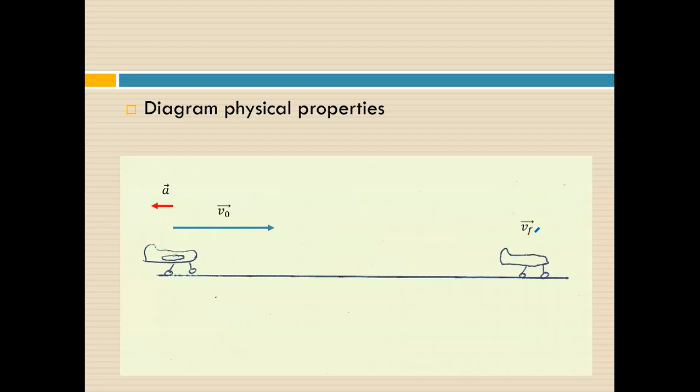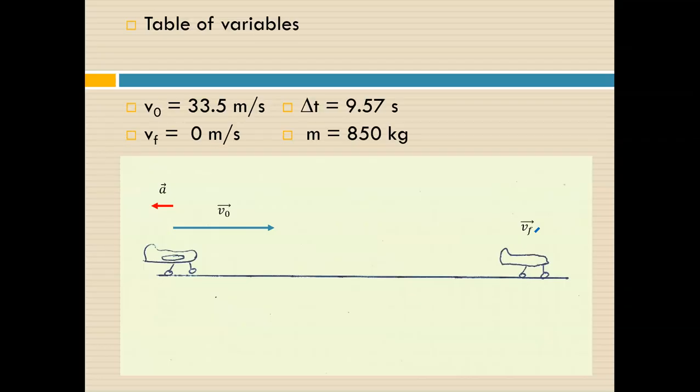Okay, so we know V0, we know Vf, we know the mass of the airplane, and we know the time it takes to come to a stop. We do not know the acceleration a, so in my table of variables, there's my table of knowns: V0, Vf, delta t, m. We do not know a, we do not know the braking force F. Okay? So far so good?